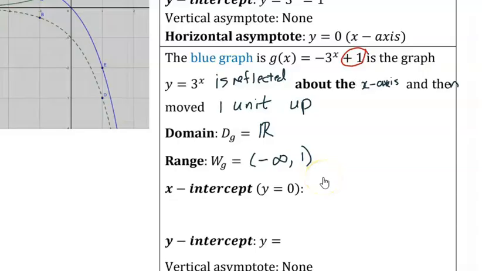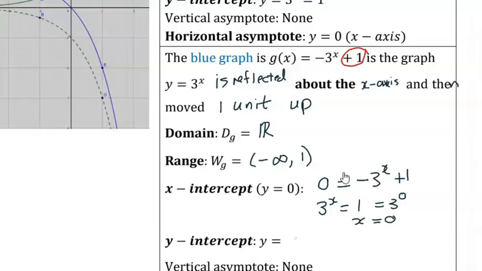Let us look now at the x-intercept. What happens with the x-intercept? This is where y is equal to 0, so then I have 0 equal to minus 3 to the x plus 1. So that will happen when 3 to the x is equal to 1, but 1 is equal to 3 to the 0, so that will happen when x is equal to 0. So that's my x-intercept. Because of the shift, I now have an x-intercept.